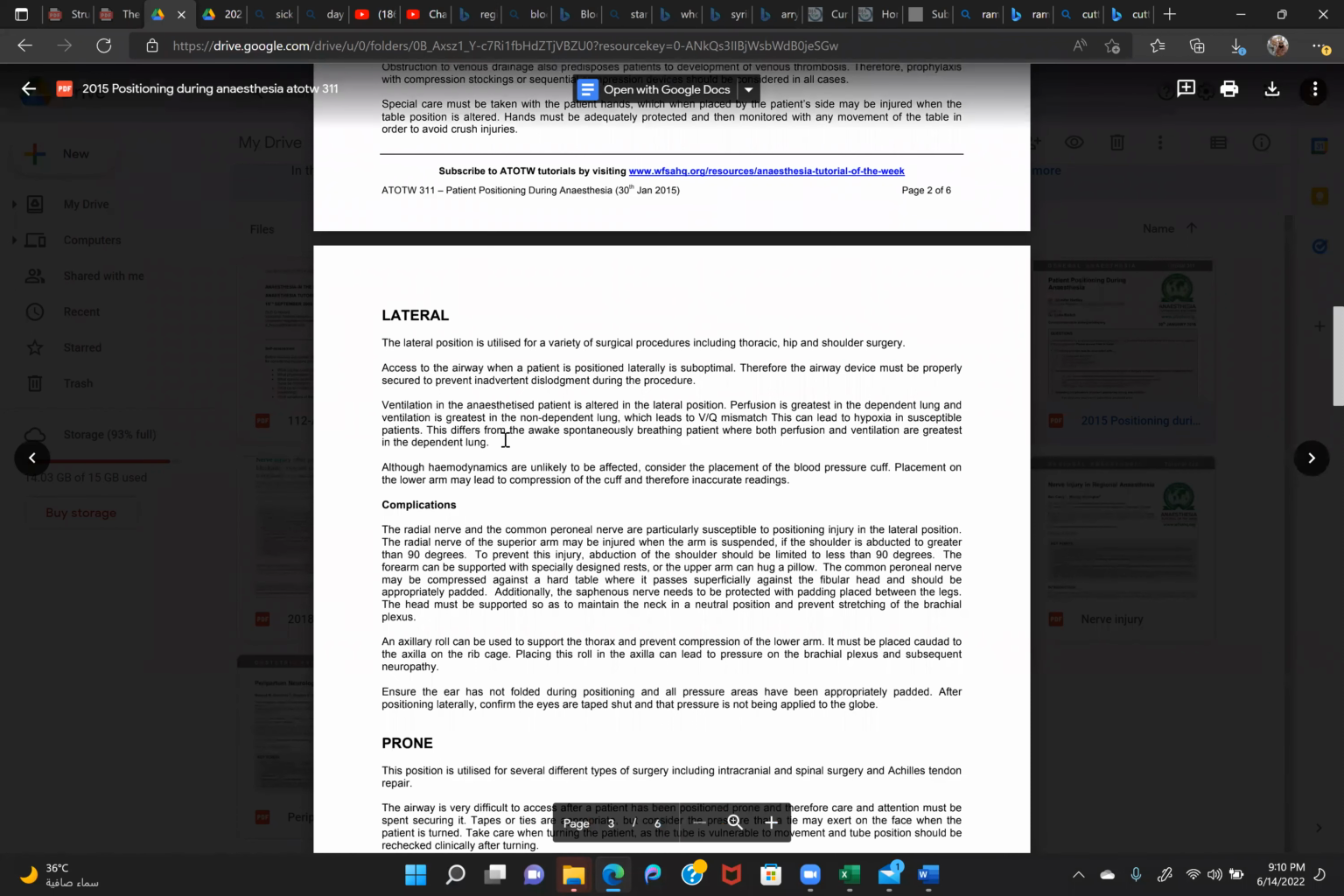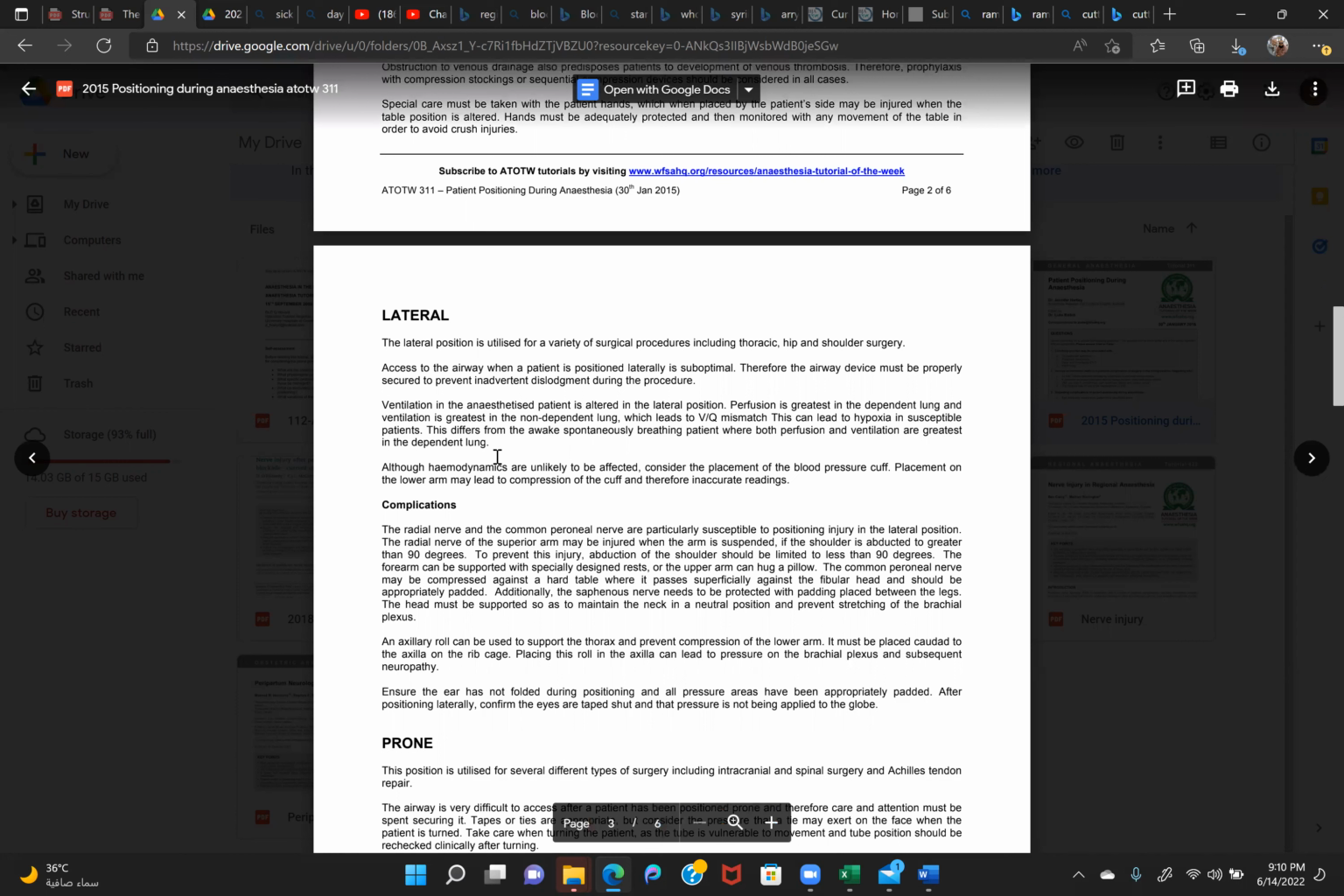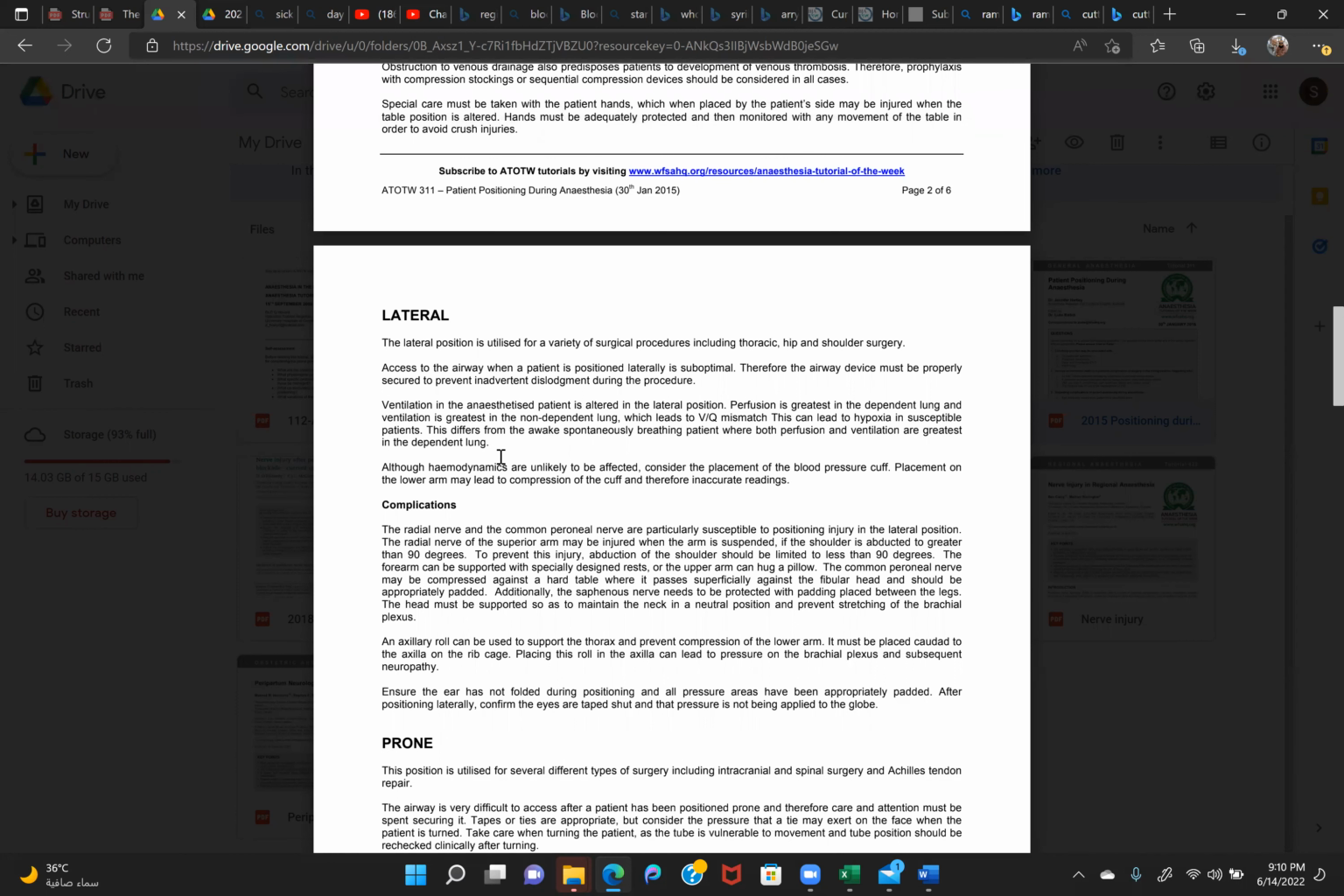You see, this is the sentence I was telling you. This differs from the awake, spontaneously breathing patient, where both perfusion and ventilation are greatest in the dependent lung. When you are mechanically ventilating the patient, air goes more to the non-dependent lung, and blood goes more to the dependent lung.